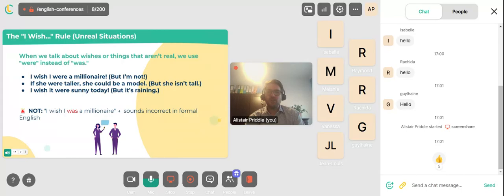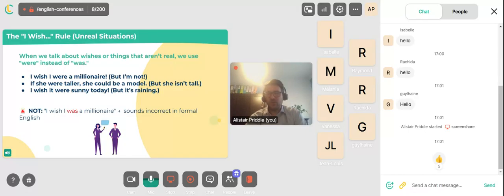The I wish rule for unreal situations. When we talk about wishes or things that aren't real, we use were instead of was. I wish I were a millionaire, but I'm not. I wish I were a millionaire.